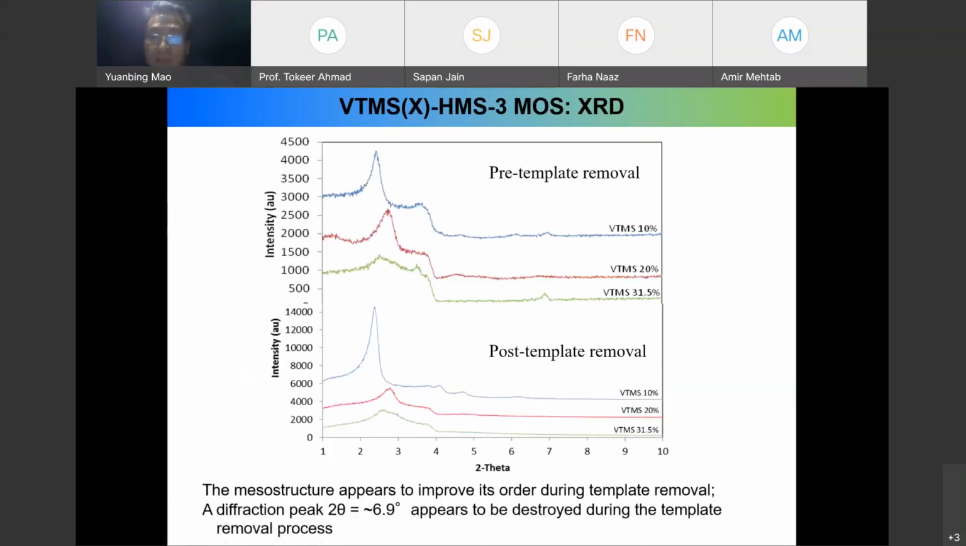And then this is before we remove the template, right? And this is after we remove the template, and you will see the meso structure changed a little bit, right? And actually, if we really look, we can see the meso structure is actually improved once we remove the template. There is a peak around 2 theta of 6.9. This peak can be destroyed during the template removal process. So you can see here, after removing the template, this is not there anymore.